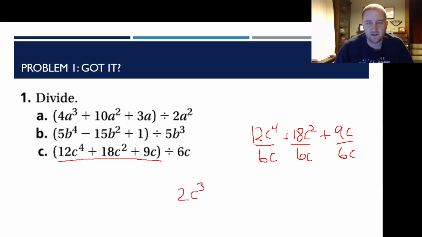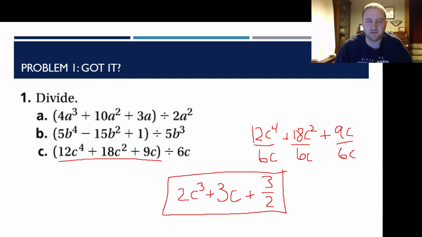Okay, then 18 divided by 6 is a positive 3. C squared divided by c is c. And then we've got 9 over 6. That can actually reduce to 3 over 2. And then c to the first divided by c to the first is, I guess it's just 1, right? So then this then is our final result.